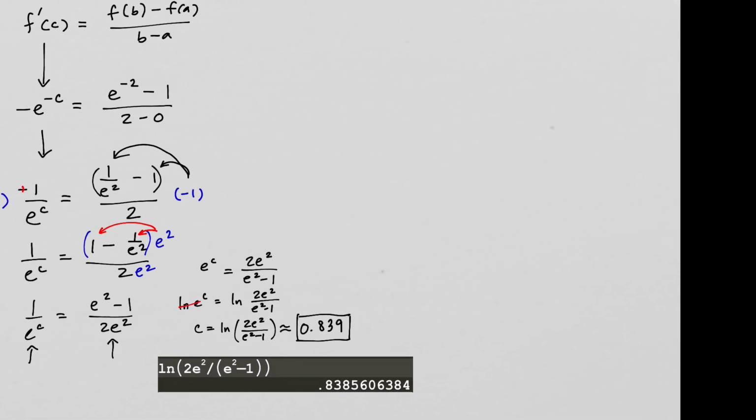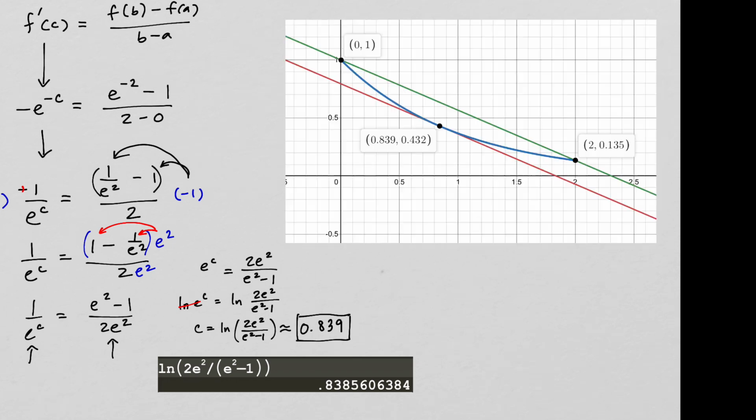Now let's bring in a graph to show what this looks like. So you can see we have the function e to the negative x, that is this blue graph here, from x equals 0 to x equals 2. Then we have the secant line going through the endpoints of that graph. And here is the parallel tangent line. And you can see that the tangent line is parallel when x is equal to 0.839, which I'll remind you is the value that we found down here.